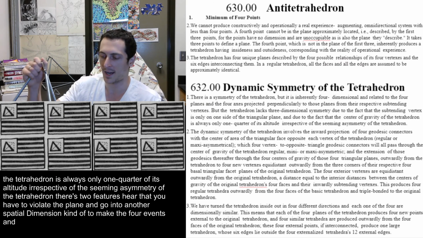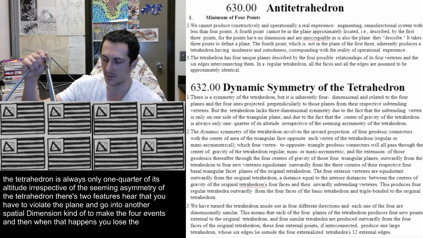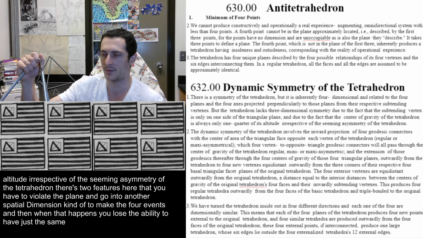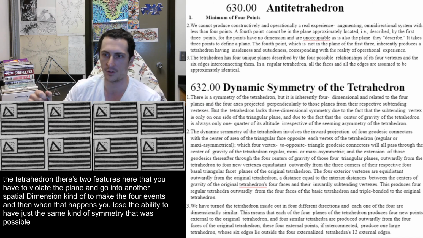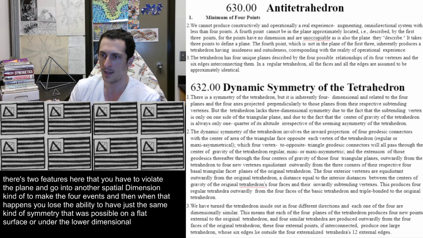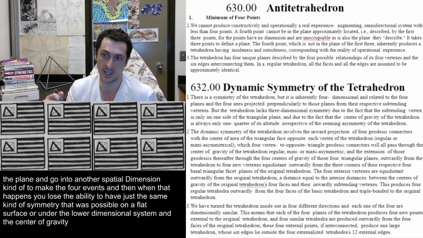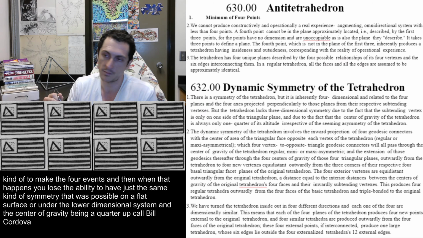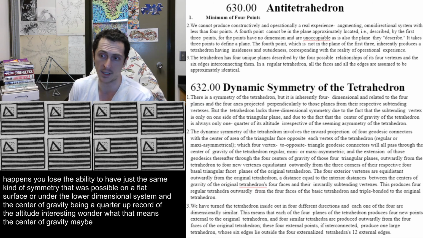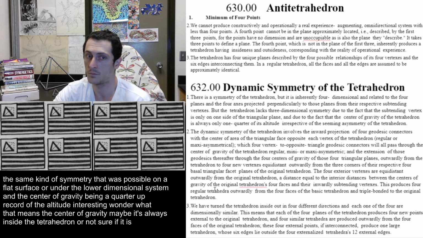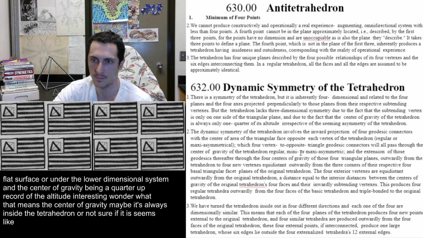And then when that happens, you lose the ability to have just the same kind of symmetry that was possible on a flatter surface or under the lower dimensional system. And then the center of gravity being a quarter up of a quarter of the altitude. Interesting. Wonder what that means. The center of gravity maybe is always inside the tetrahedron. I'm not sure if it is. Seems like it probably could be. Okay, 2.